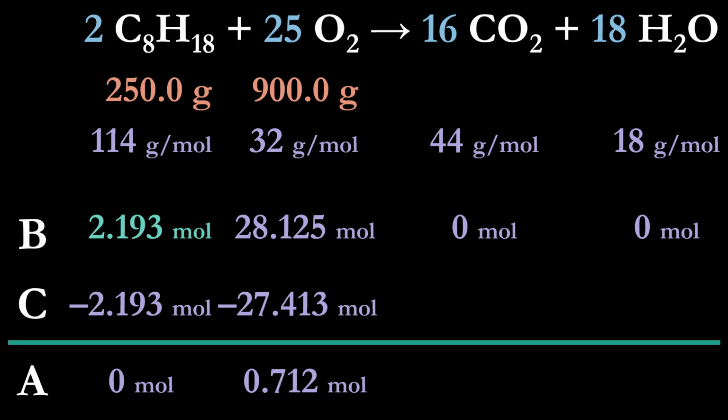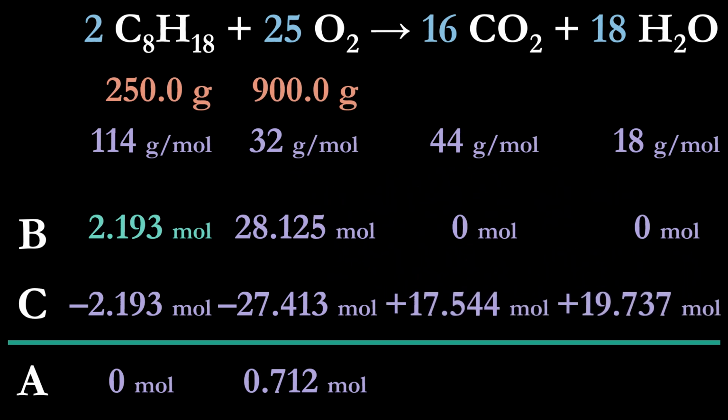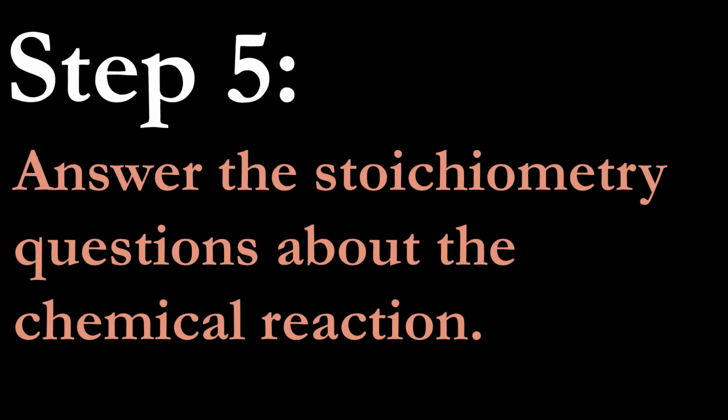We are going to insert these two amounts into our table as positive numbers because they are produced in the reaction, and when we add these to the original amounts of 0, we find the same numbers. Now that we have the BCA table filled out, we are ready to answer any stoichiometry question that is given to us about the chemical reaction.